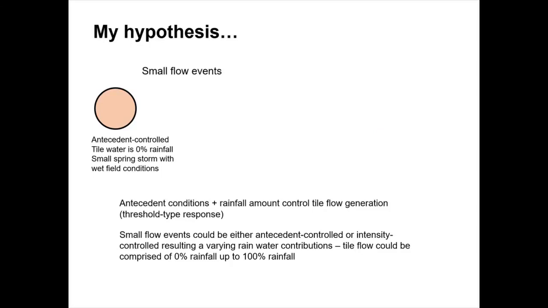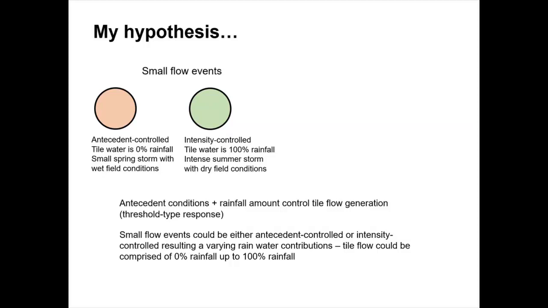So my hypothesis is that when we have a small flow event, let's say it's just a small event, not one where the ditch comes up all the way to the banks or anything like that, a small flow event can be antecedent controlled. Think of a wet spring, small rainfall event, the soils are already saturated. We just get a little bit of rainfall. We could just see a little bit of rise in the groundwater table, and essentially there's no preferential flow of rainwater because it's just mobilizing water that's already there.